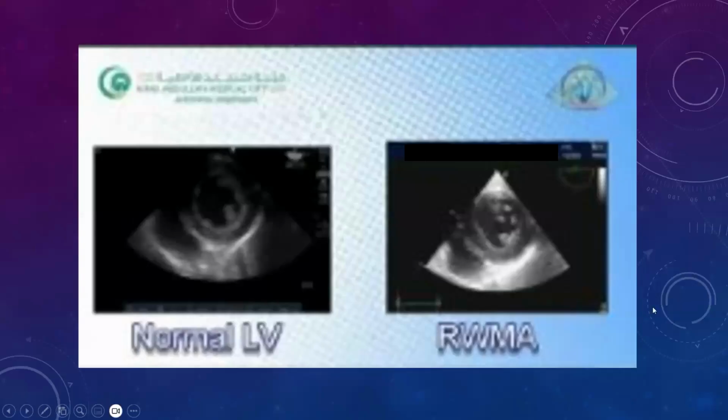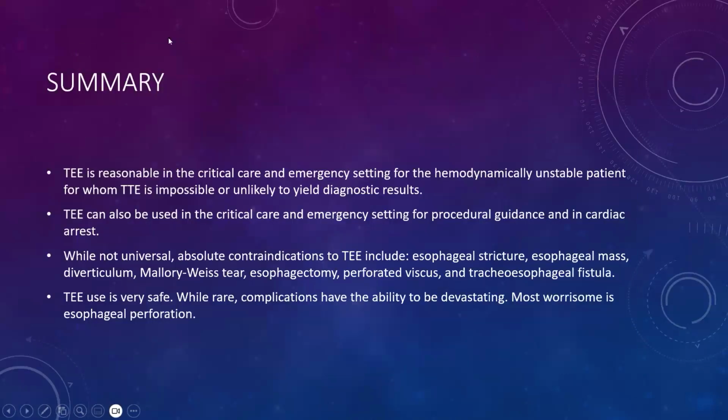I ran through a lot of images, I talked a lot, I did a lot of pictures, right? But how do I want to leave you guys? So TEE is a very reasonable thing for you to do in an emergency setting when you have an unstable patient and you need to figure out why, and transthoracic echo or other imaging is unlikely to give you the diagnosis that you need, right? It can also be useful for procedural guidance, as I mentioned, and of course in cardiac arrest, but primarily we need to get some form of diagnosis, right? So that we can alter our management.